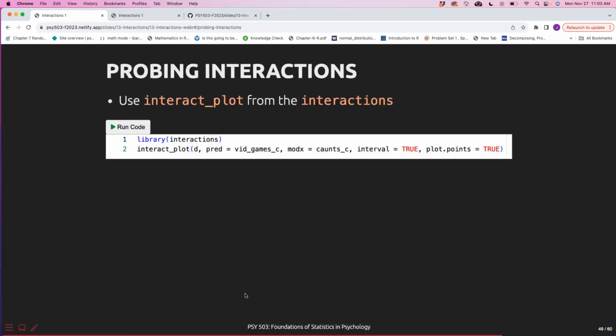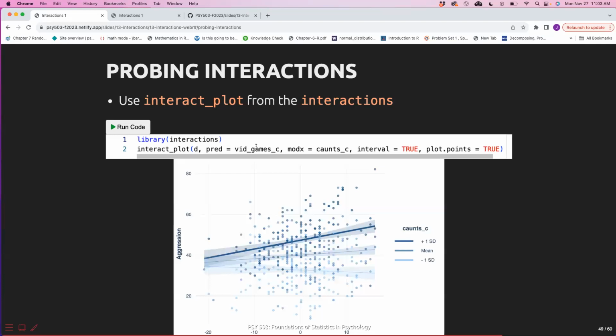So what does this look like? Well, there are 2 different packages that we can use to visualize our data, and we could use these also for our categorical by continuous if we wanted to. But I think this one, in 1 line of code, provides pretty nice looking visualizations, and it does it automatically. So what we've done here is we've used the interact_plot function from interactions. We've put in our model, which we labeled as D, our predictor variable, which is video games hours played, and then our moderator, which is mod X, our callous traits. And then I said plot points and also provide intervals, so these are the confidence intervals around those lines.